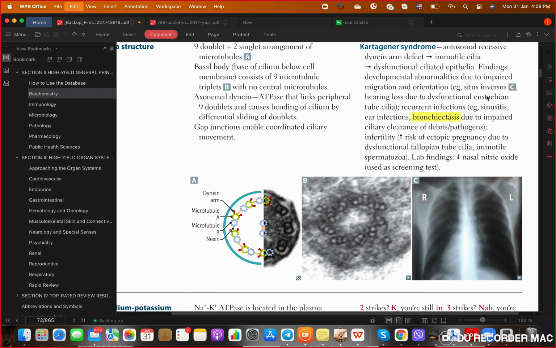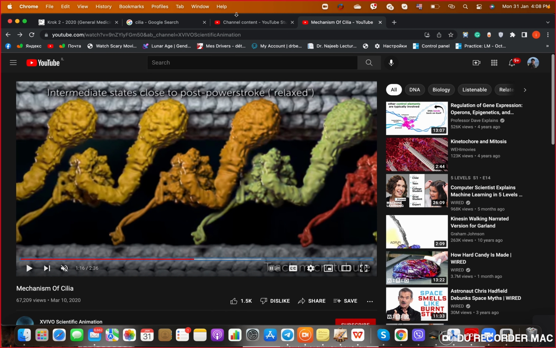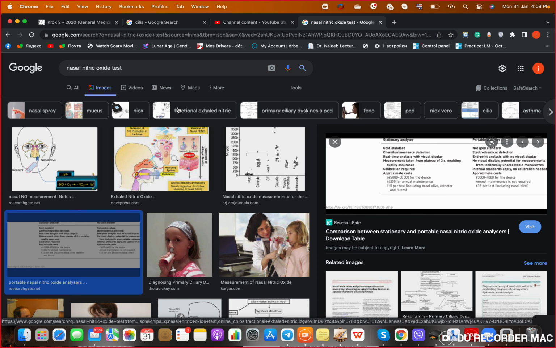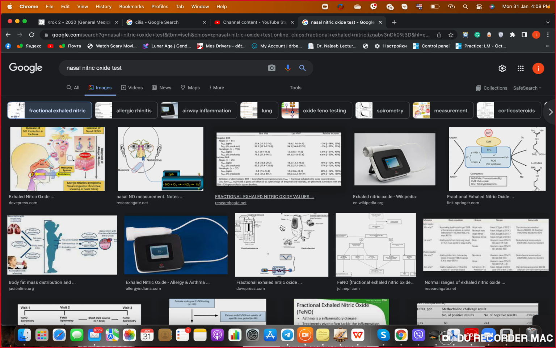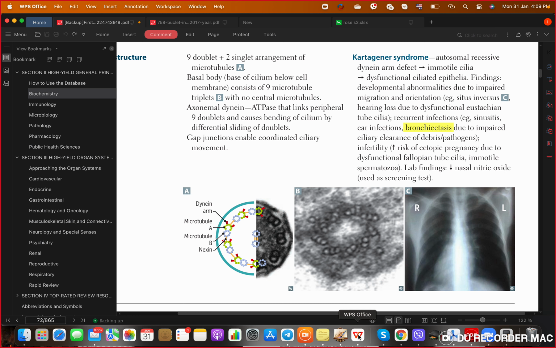Here we have Kartagener syndrome. Can you tell me why they are infertile? Because of cilia, Doc. The dynein arm, there's no movement. It's required for the swimming, right, Doc? For motility. Yes. Okay. Can the lady be pregnant with IVF? Yes, Doc. 100%. Okay. What about the next one? Let's see. Yes, they write immotile cilia, dysfunctional ciliated epithelium.